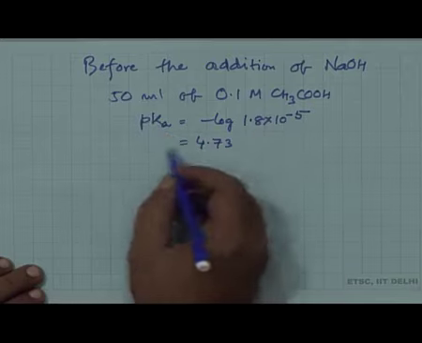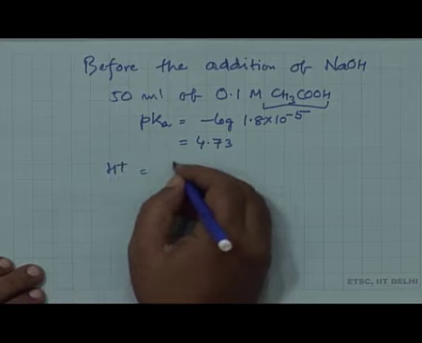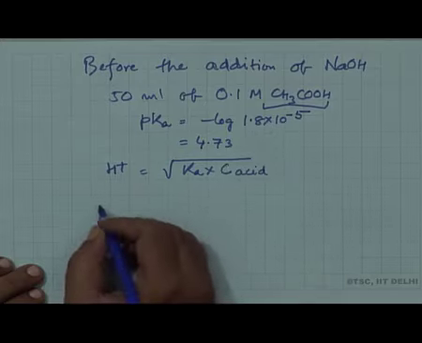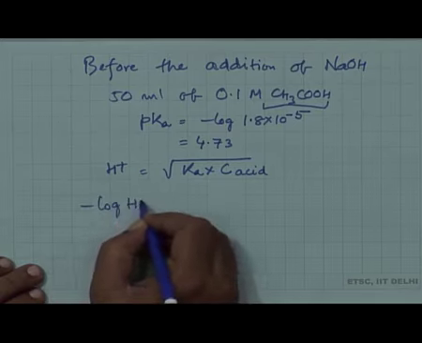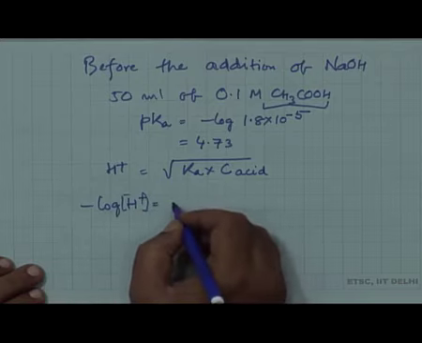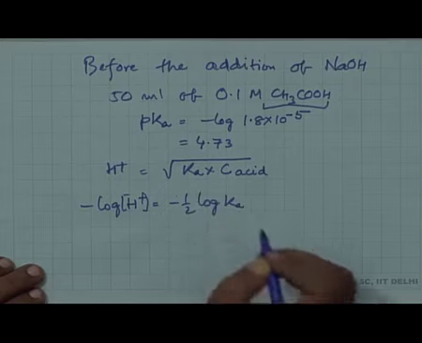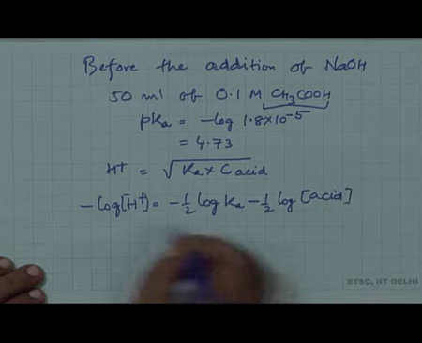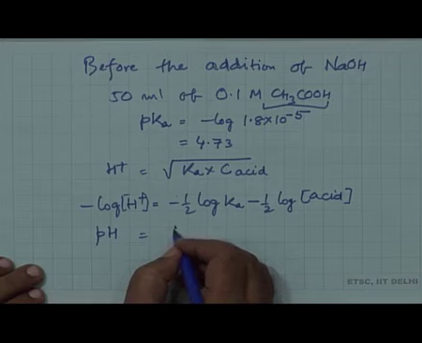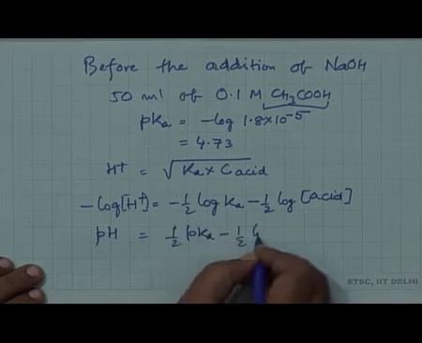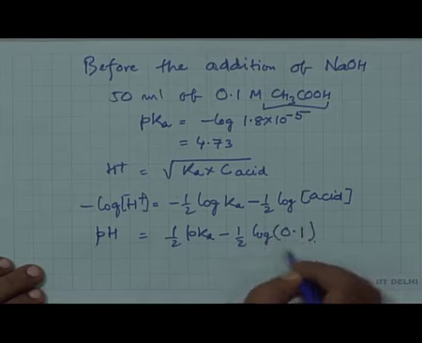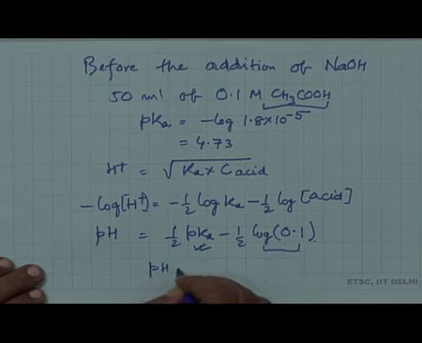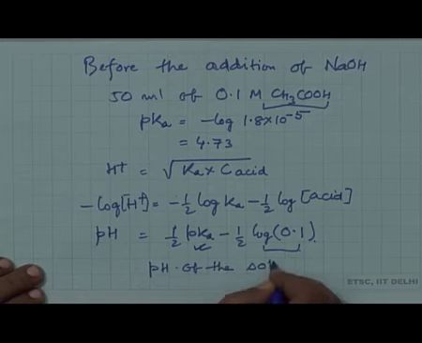So, how can we calculate the pH of this? We know that this is a weak acid. So, H plus will be given by the square root of Ka into the concentration of acid, so minus log H plus is equal to minus half log Ka minus half log acid concentration, and minus log H plus is pH. So pH is equal to half pKa minus half log 0.1 molar. We know the pKa value, we know the value of log 0.1, so we can calculate the pH of the solution.